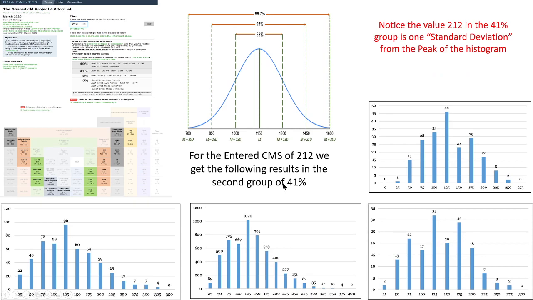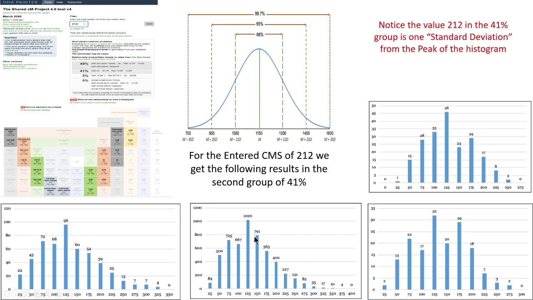So in the second group, which is 41% right here, we have the following. Now, notice that the 212 number in this is one standard deviation. So here's the peak, that's the mean. Now notice right here, we go down a little bit. That's going to be the deviation. So here's the peak right here for this one. Now notice the 212 is over here. So as we come down the peak, this is at the deviation. Here's our peak. We come over right in here, it's to the deviation.